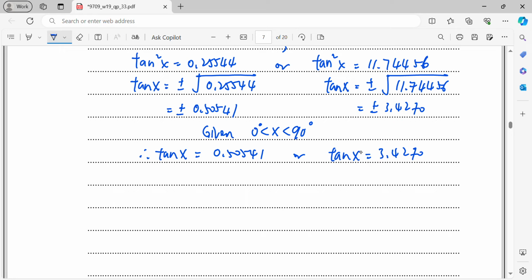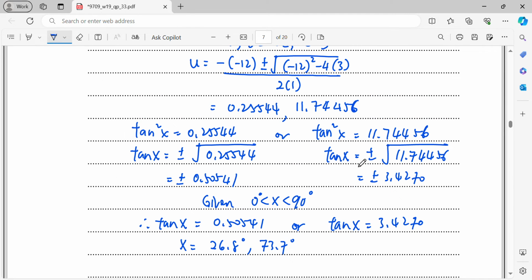Okay, therefore now your x, you just use your calculator, inverse tangent of 0.50541, that is 26.8 degrees. And for the other one, inverse tangent 3.4270, that is going to be 73.7 degrees. So that's all for this question.